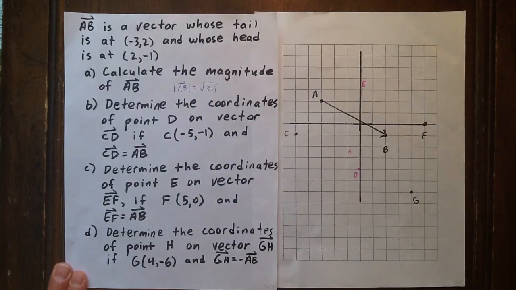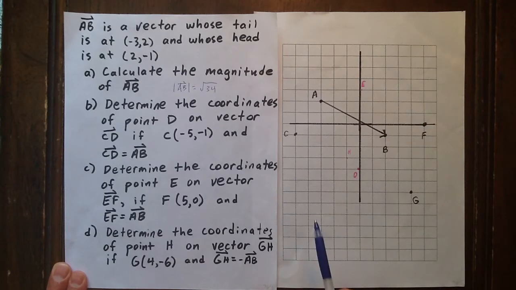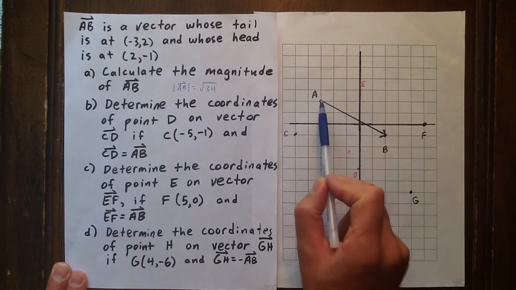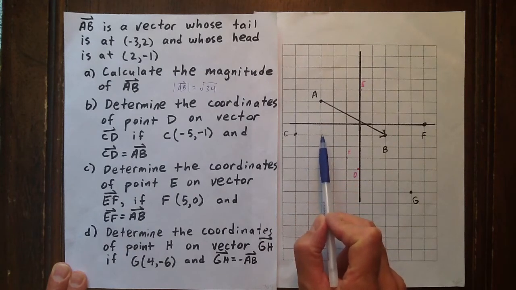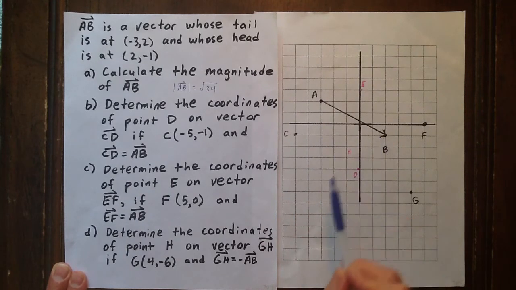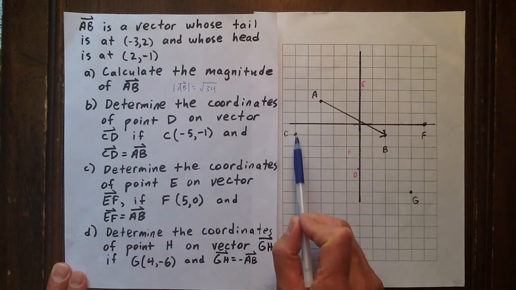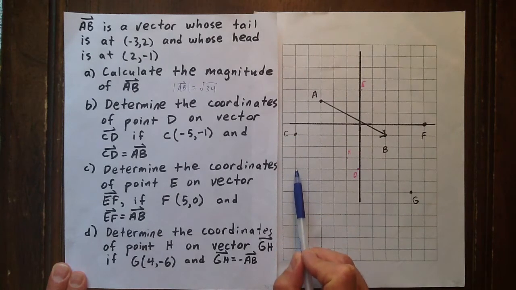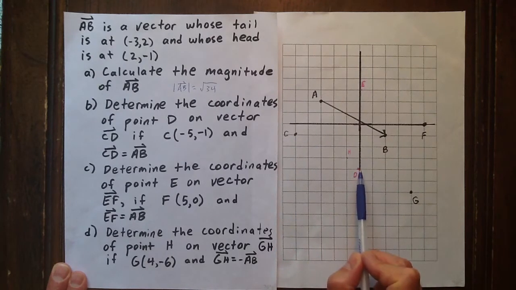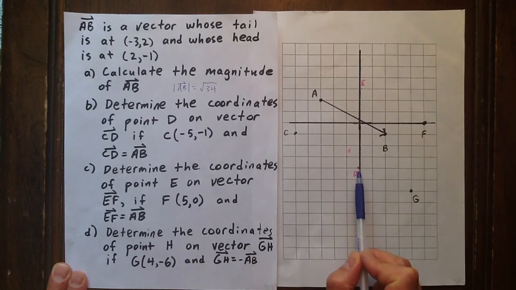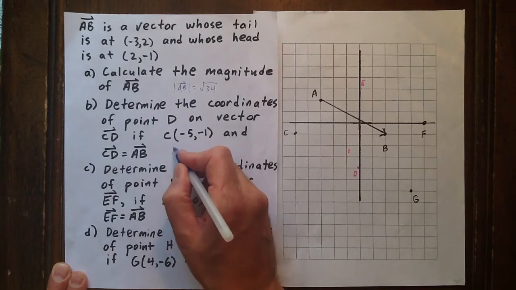Okay. Now we want to determine the coordinates of point D on vector CD if C is at -5, 1 and the two vectors equal each other. Well, AB represents a journey of 3 units down and 5 to the right. So starting at point C, we'll go 3 units down and 5 to the right. And we'll see that we end up at point D, which is the point 0, -4.